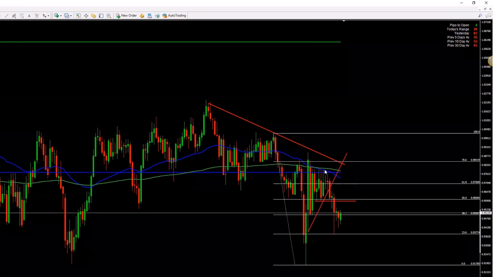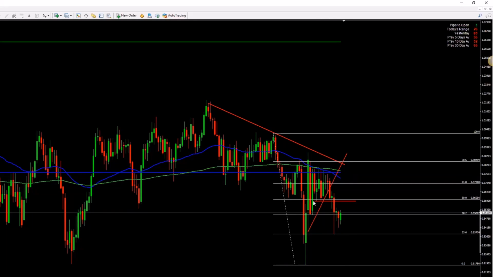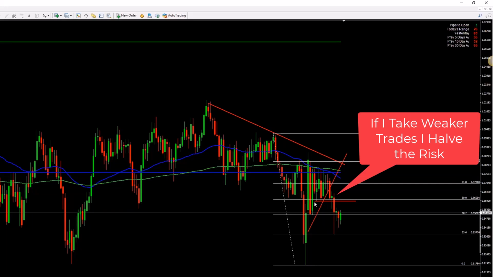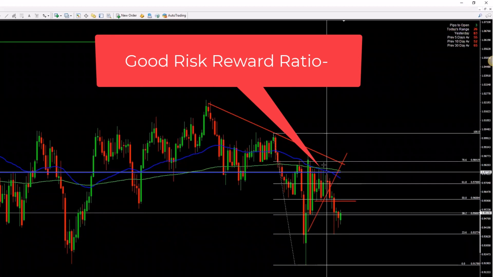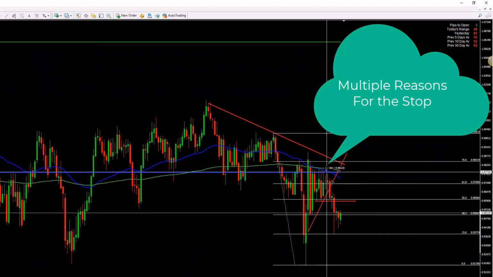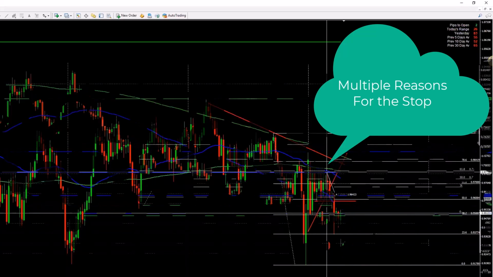That is a lot more interesting to take though than this, because here you don't have multiple reasons for the stop. Yes, it kept bouncing off it, but it went through here and it went through there. But there was the kind of setup that you want to be looking for. And then you are looking at the potential reward against the risk again. So risk 40 for potential 180. So it's a 1 to 5 risk reward ratio.